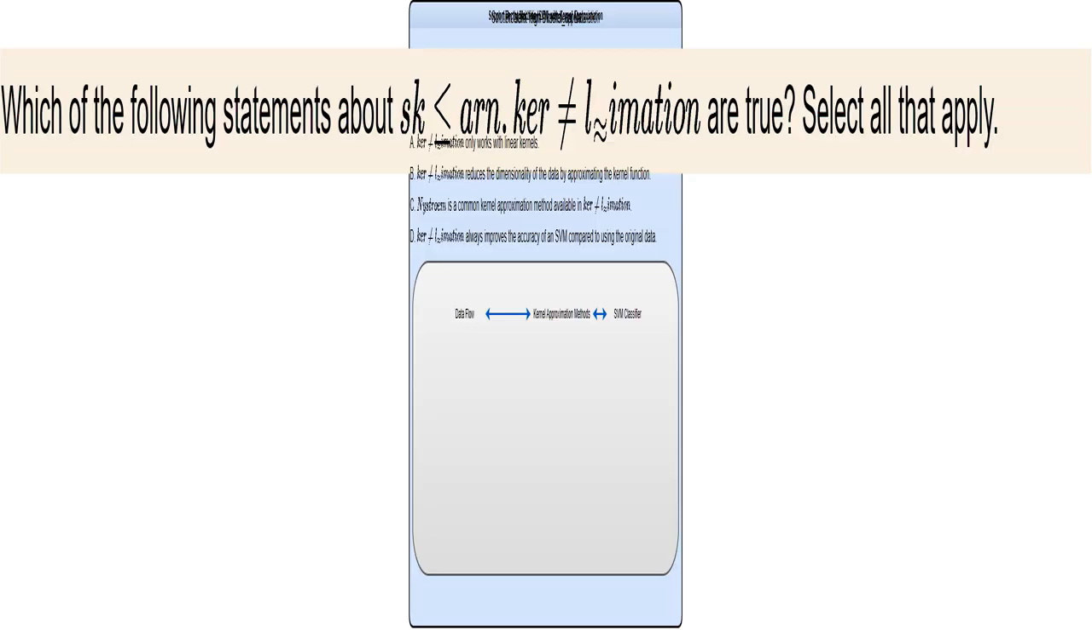This statement is true. That's right. Kernel approximation doesn't directly reduce the number of features, but it cleverly approximates the kernel function, making it computationally easier to work with. Think of it like this: instead of building a detailed map of the entire city, we're making a simpler, approximate map that's still useful for navigation.